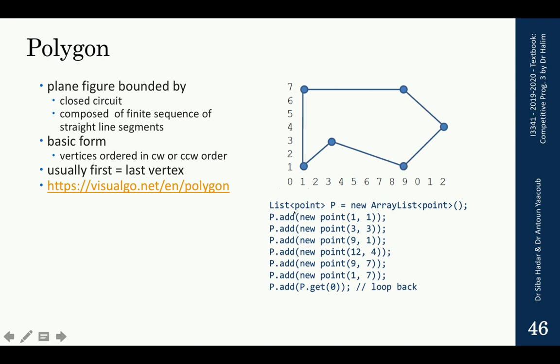vertices. As you are seeing in the code, we add (0.1, 1), (3, 3), (9, 1), with x-coordinates 12, then 4, 9, 4, and 1, 7, and finally, look at the code, we add again the point at position 0. So we add again the first point we have added. Why do we do that? This is to loop back.